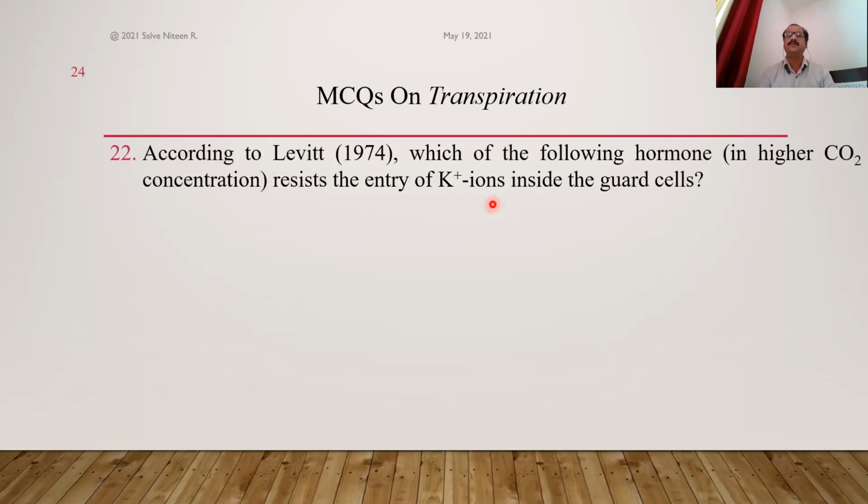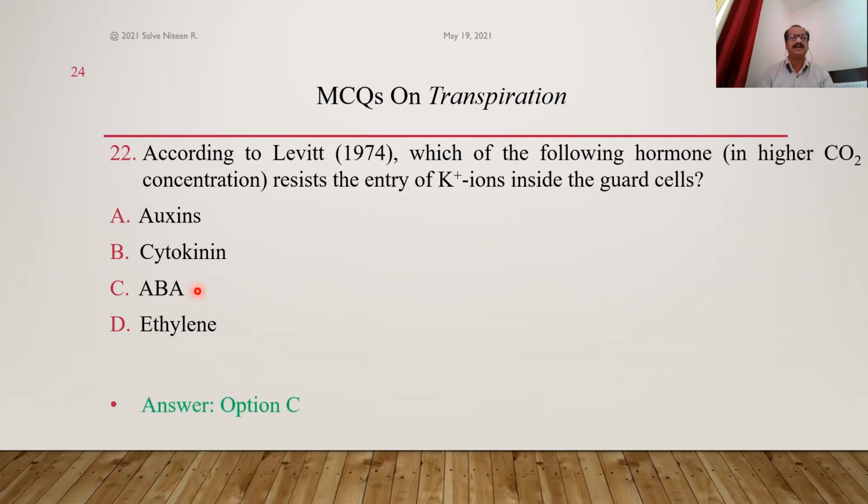According to this theory, which of the following hormones, which works in higher CO2 concentration, resists the entry of K plus ions inside the guard cells? So which hormone acts as a guard which resists K plus ions when the concentration of CO2 is higher, usually during night time? This hormone is called ABA, abscisic acid, an inhibitory hormone, and it is responsible for the closure of stomata. Abscisic acid is also used as an antitranspirant hormone. C is the right answer.